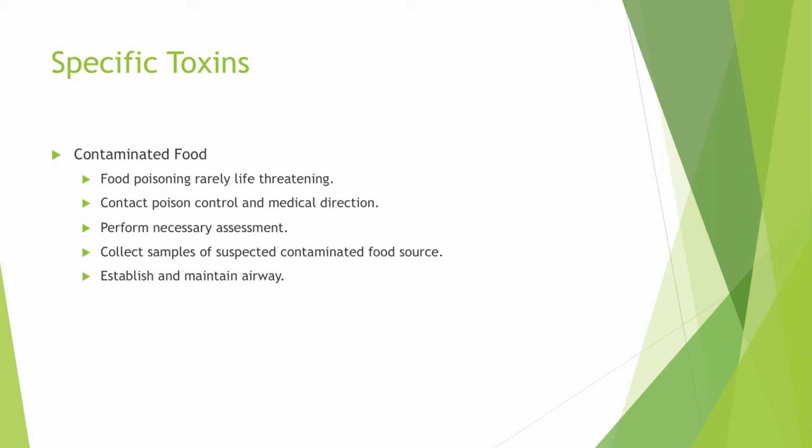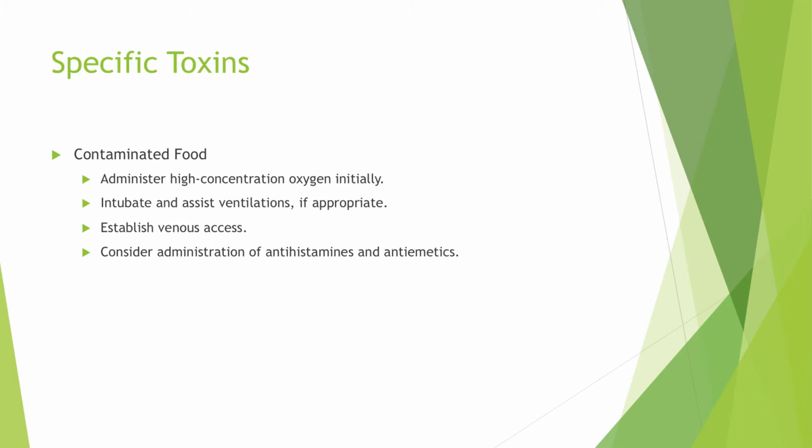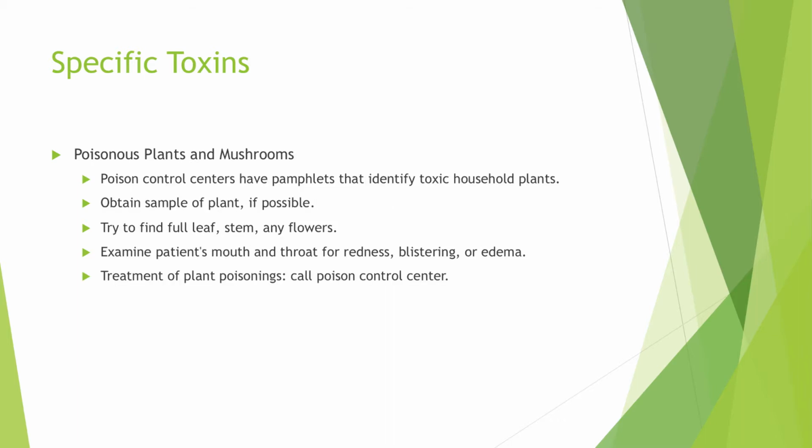Contaminated food, poison control, you have to get samples of the food source, and then you also see stool samples to see what kind of agent it is contaminated with so that you can be treated appropriately for that. If you do have anaphylactic kinds of reactions, we have the use of antihistamines and standard anaphylaxis and allergic reaction type of things. Poisonous plants and mushrooms.